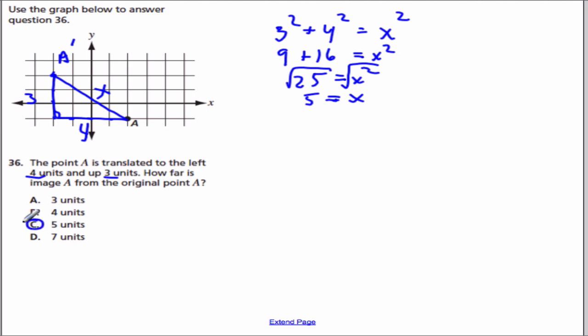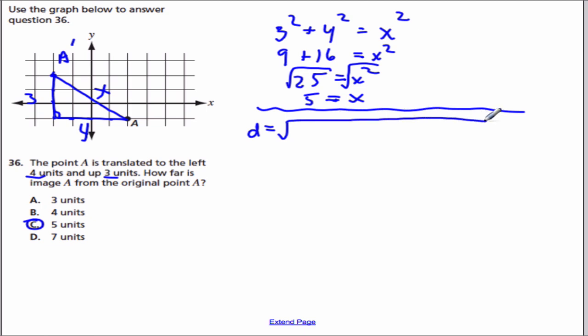Let's say you forgot about the Pythagorean theorem and you said, I remember the distance formula. These actually relate to each other. The distance formula is equal to the square root of the two coordinates. Let's look at these two coordinates. This is going to be 2, minus 1 as a coordinate. This coordinate here is going to be minus 2, 2.